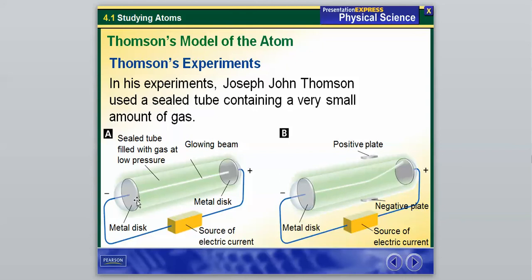Again, this is over here on the left. The beam is in a complete straight line. He has not added the positive and negative plates yet. He puts the positive plate up top, negative plate down low, and the beam is repelled by the negative and it is attracted to the positive.